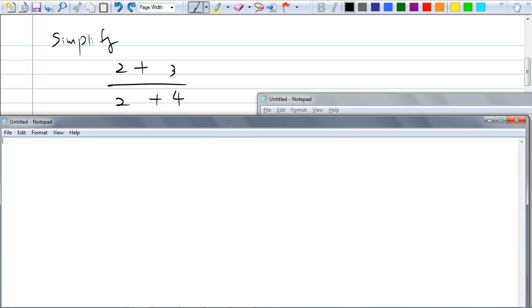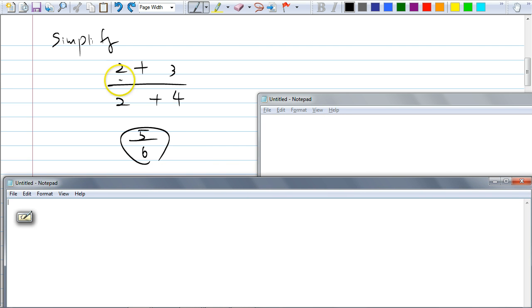Okay. The answer is, first of all, you have to still follow the order of operations. You guys remember the fraction bar? It acts as a grouping symbol. Remember, the fraction bar is like a grouping symbol. So you have to do this first. You have to add them together, 2 plus 3. You have to add the numerators together and the denominators together.